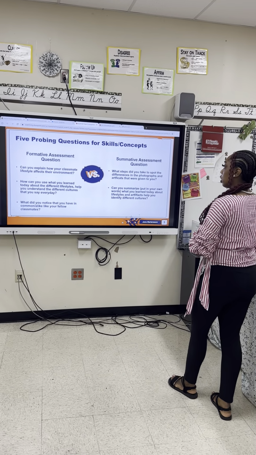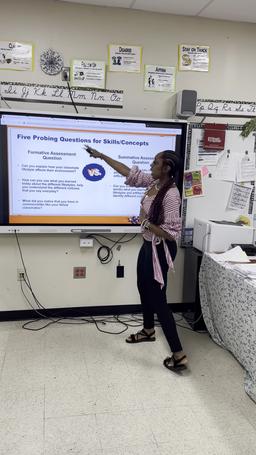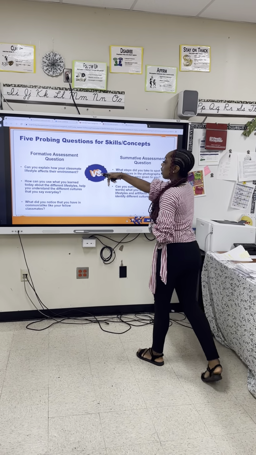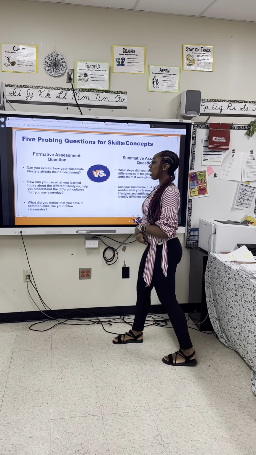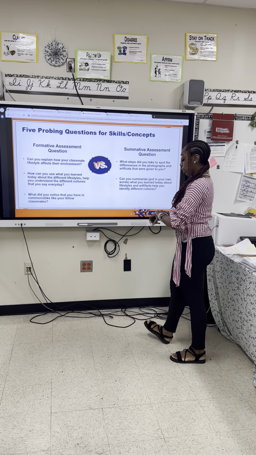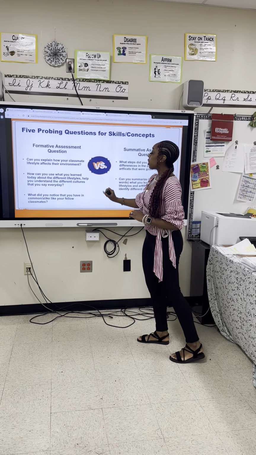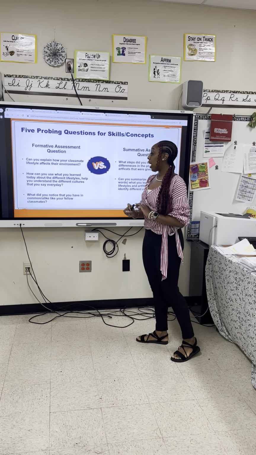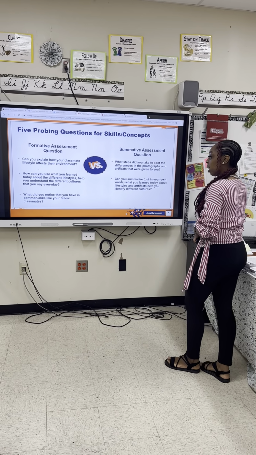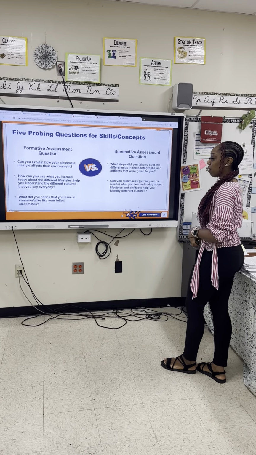5 probing questions for skills and concepts. One side is formative assessment, the second side is summative assessment questions. The first one, can you explain how your classmate's lifestyle affects their environment? How can you use what you learned today about the different lifestyles to help you understand the different cultures that you see every day? Third one, what did you notice that you have in common with your fellow classmates?